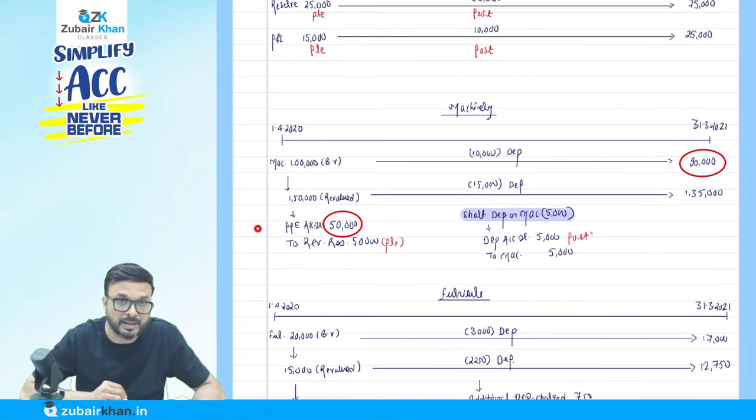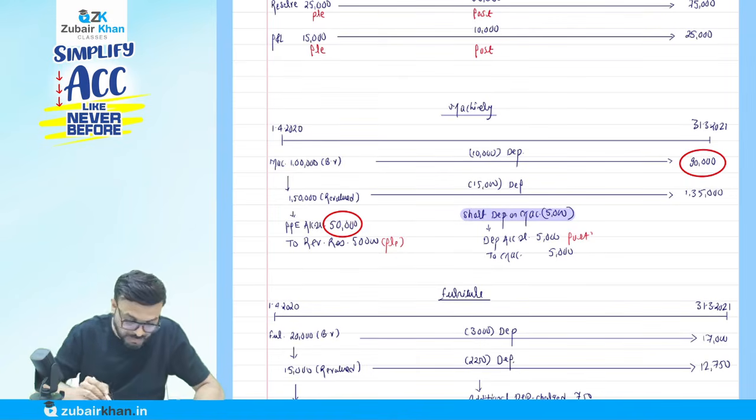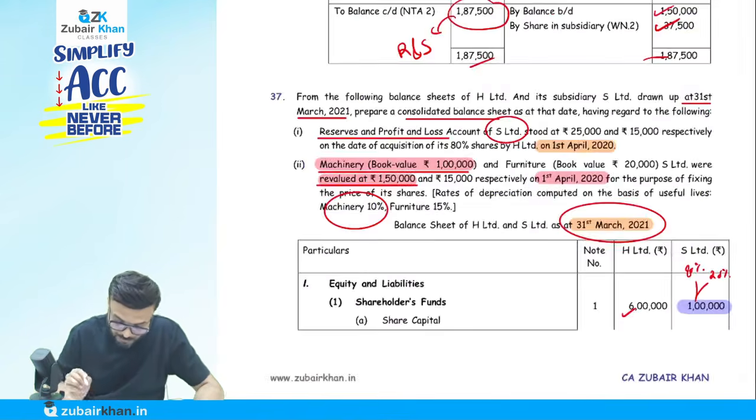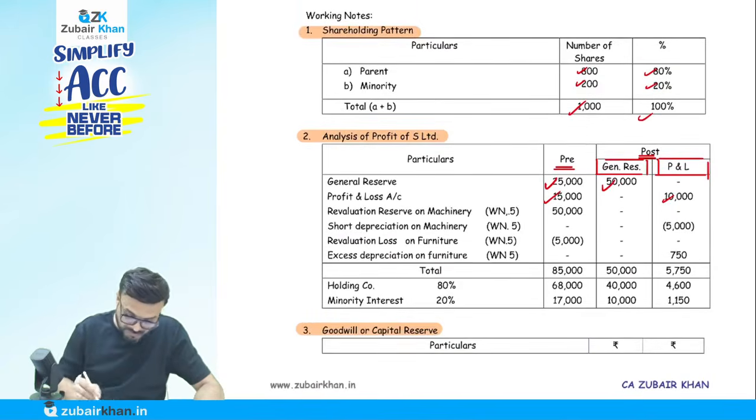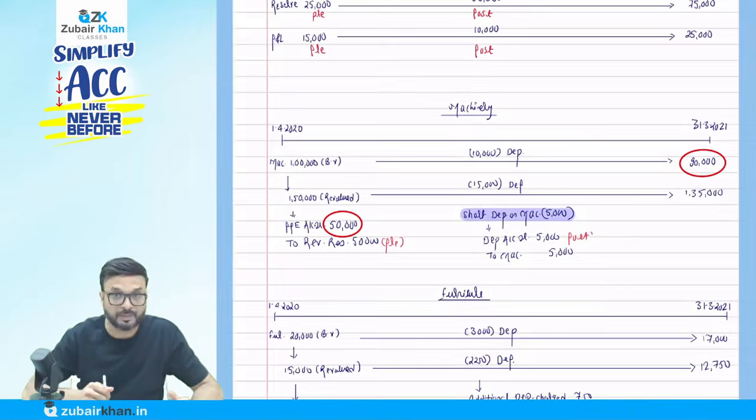Okay, we purchased it in the past. The value increased from 1 lakh to 1 lakh 50 in the past. This is the position on this date, so it will come in the pre-acquisition. Okay, point number 1. If you go to the analysis of profit of subsidiary company, you can see here pre-acquisition 50,000. Okay, then I come here to the depreciation part.